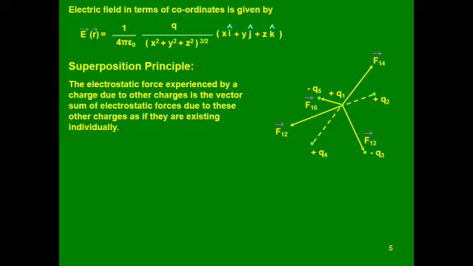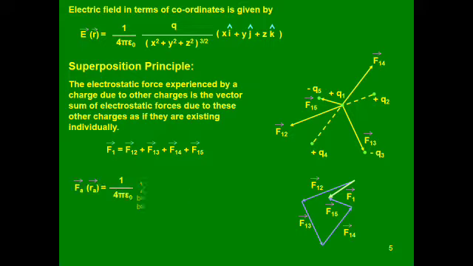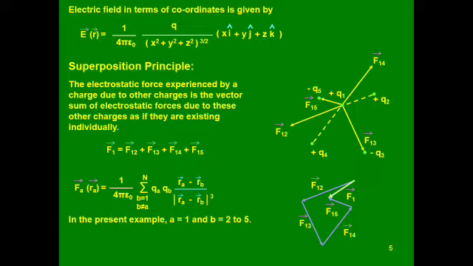The net force would be a vector sum. F would be equal to, this F is F1 because it is the force on q1, and it would be equal to F12 plus F13 plus F14 plus F15. It's a vector addition. You can write this in this format also. Then in the present example, A is equal to 1 because q1, and B is equal to 2, 3, 4 and 5.